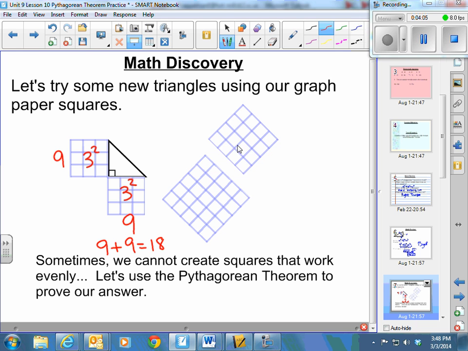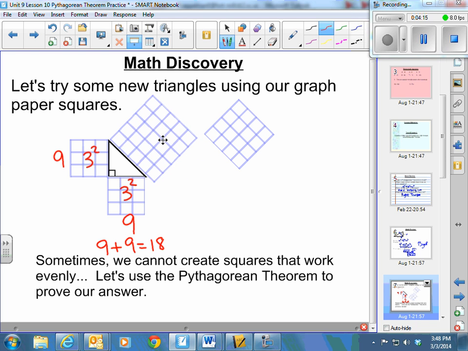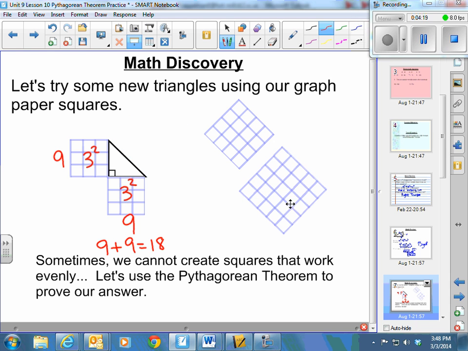Okay? And if we try to use one of these squares, if we notice this is a 4 by 4, it's a little bit too short. And then if we try to use this square, which is a 5 by 5, it's going to be a little bit too big. So sometimes we cannot create squares that work evenly. So we're going to have to use the Pythagorean theorem to prove our answer.